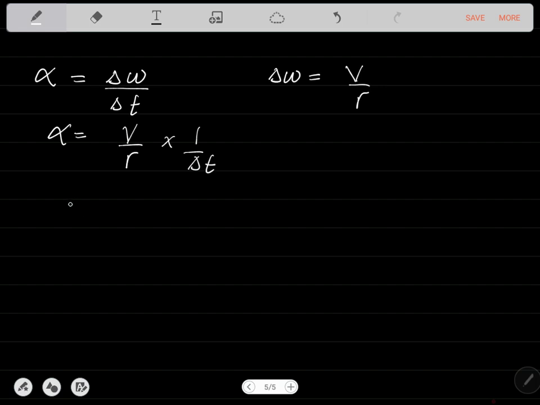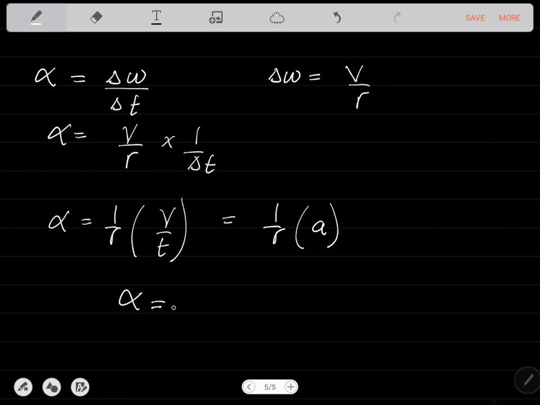So what are we getting? We can take out 1 over R, then what remains is V over T. Now, 1 over R times velocity over time, which is actually acceleration. So we are saying angular acceleration is acceleration over R, in which acceleration is equal to angular acceleration itself times R. Just like that.